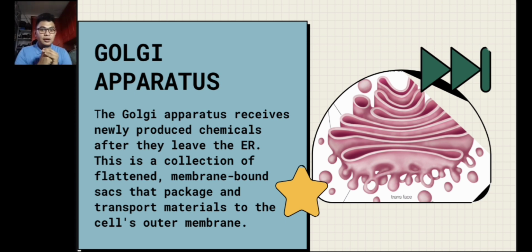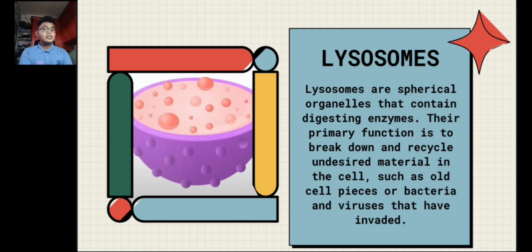Okay? Sabi dito, this is a collection of flattened membrane-bound sacs that package and transport materials to the cell's outer membrane. Okay po. That is the Golgi Apparatus. The next part is the lysosomes.